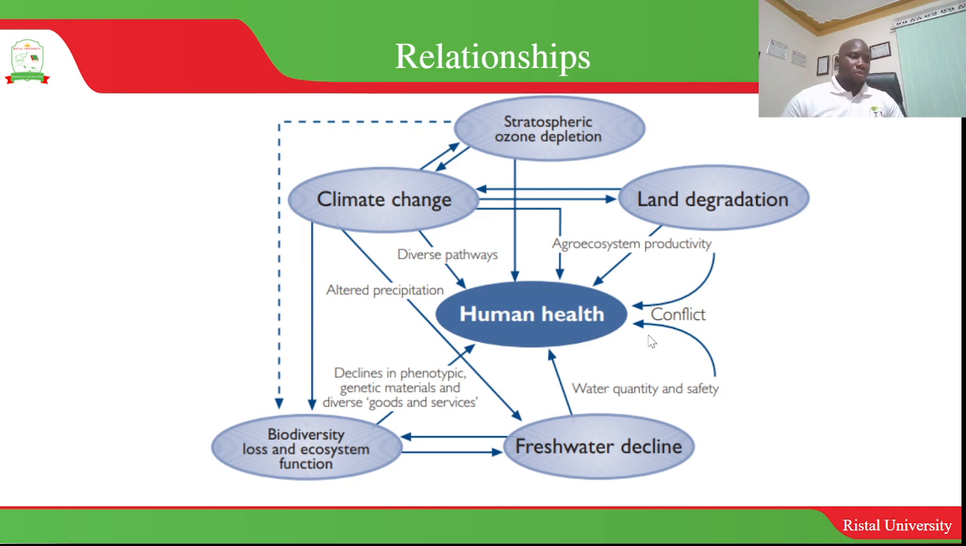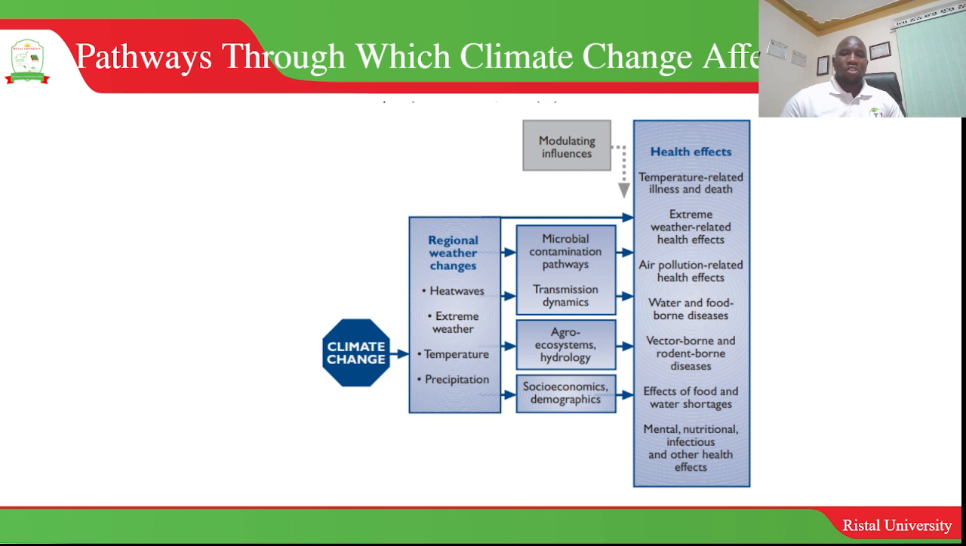From this, we basically learn that you have different pathways through which climate change affects everyone. No one is actually safe with climate change issues. So I earlier said that climate change can impact health through direct and indirect mechanisms, and this is the illustration.